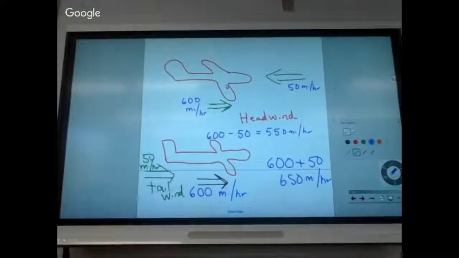Because of the tailwind. All right. Sometimes you get in a jet stream and the air causes the plane to travel faster than it could normally travel. Okay. Sometimes it's slower than it can normally go because of bad weather. Okay. So those things can slow a plane down or make the plane travel faster than it would normally travel.